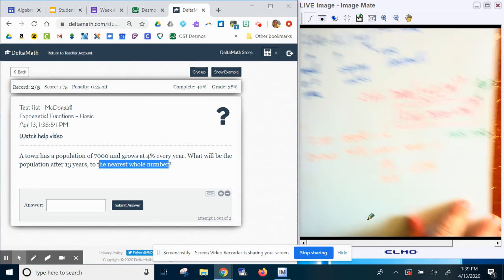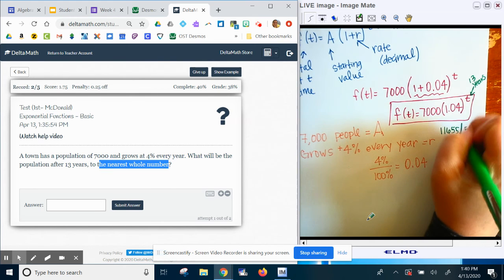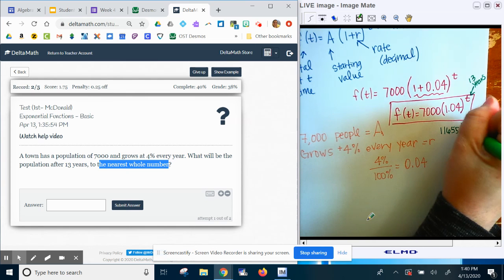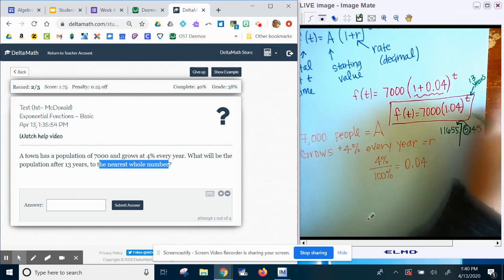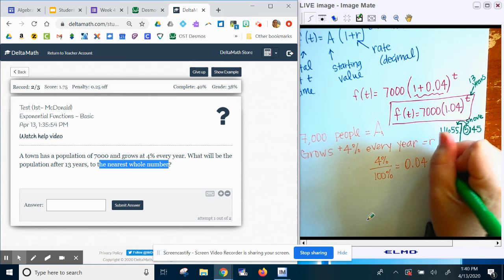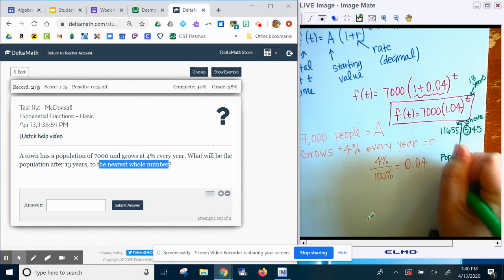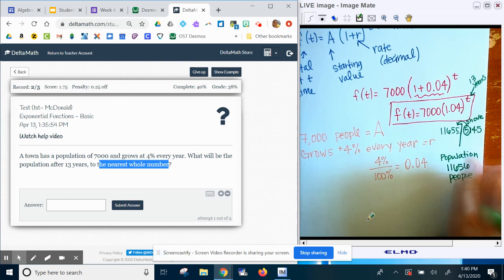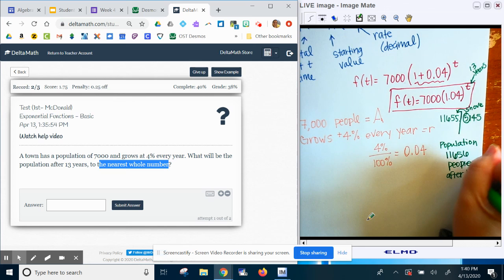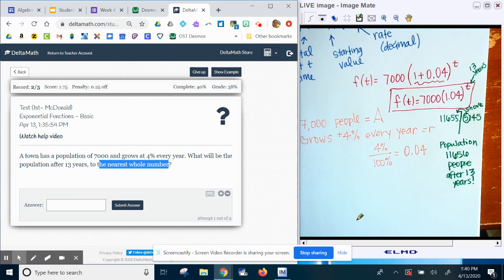Okay, so I'm going to look at this number and I'm going to say, what's the whole number? So I'm going to cut all of this stuff off and I'm going to look. Does the 5 give it a shove or does it let it go? So because it's 5 and above, it's going to give it a shove. So I'm going to have a population of 11,656 people after 13 years. And that means my problem is done.